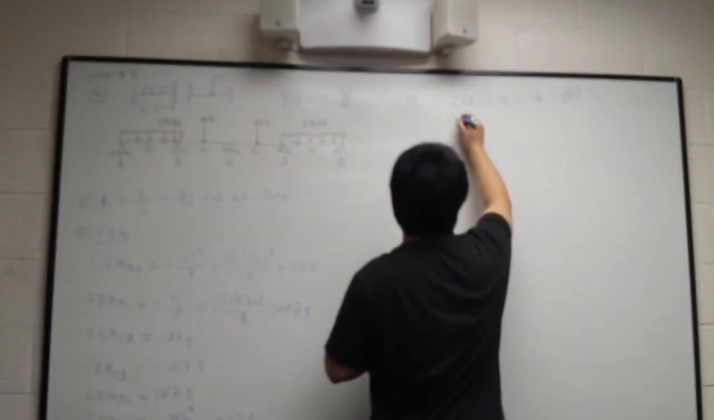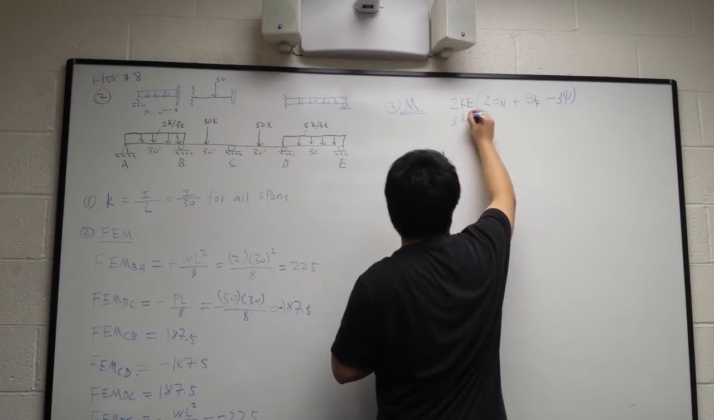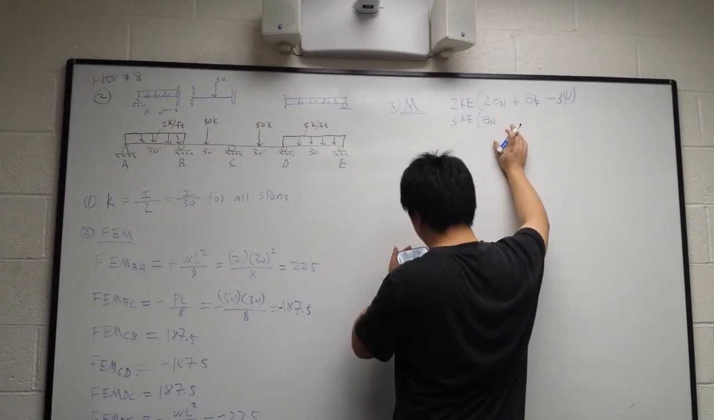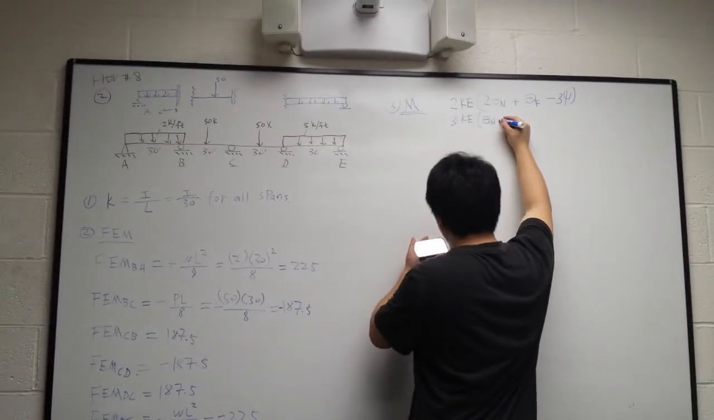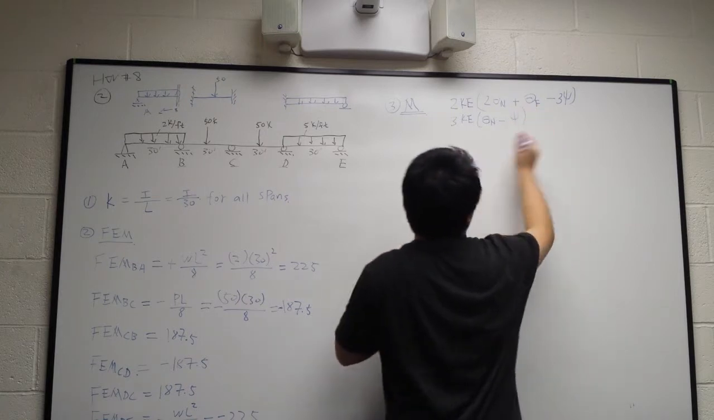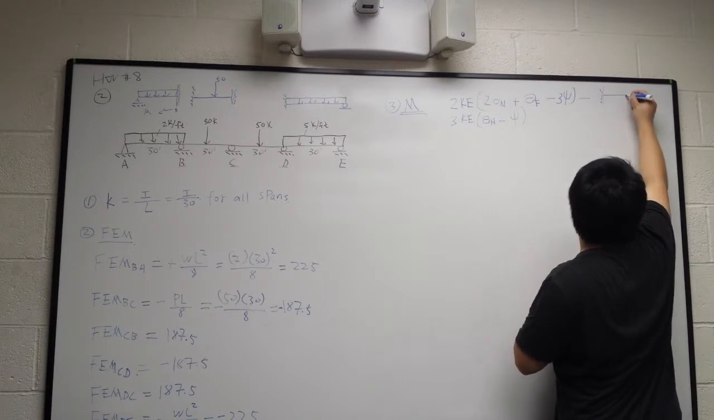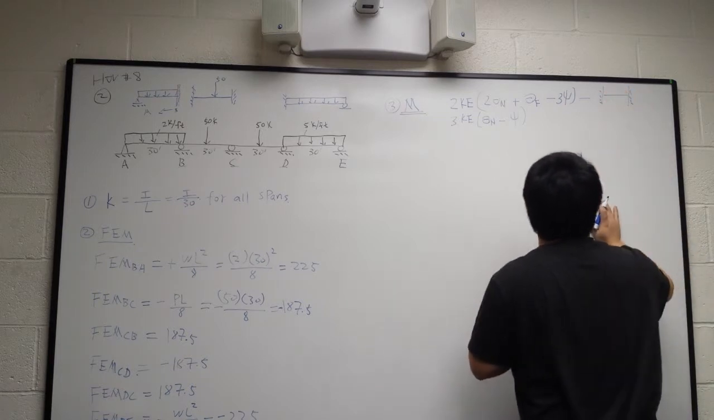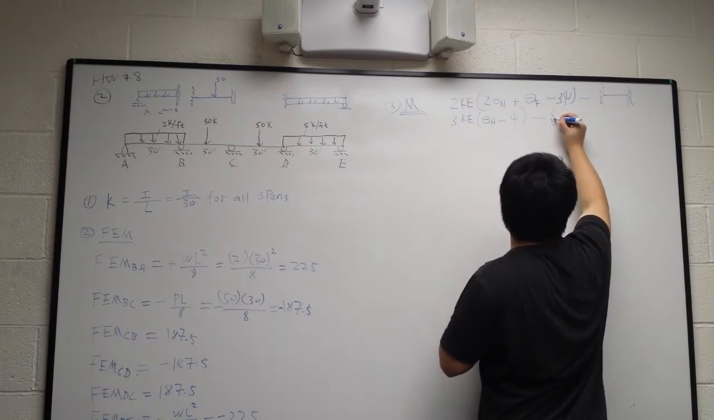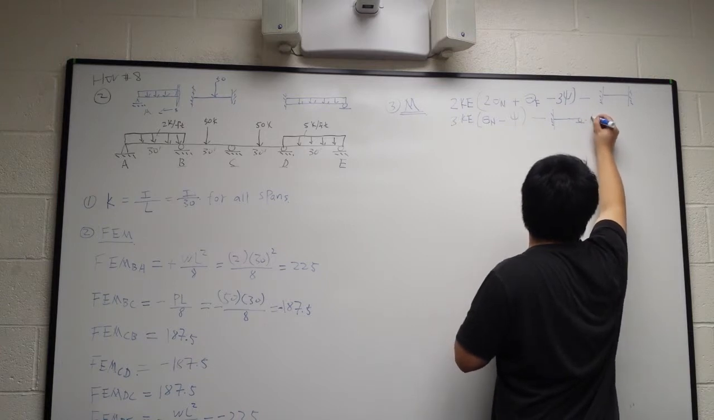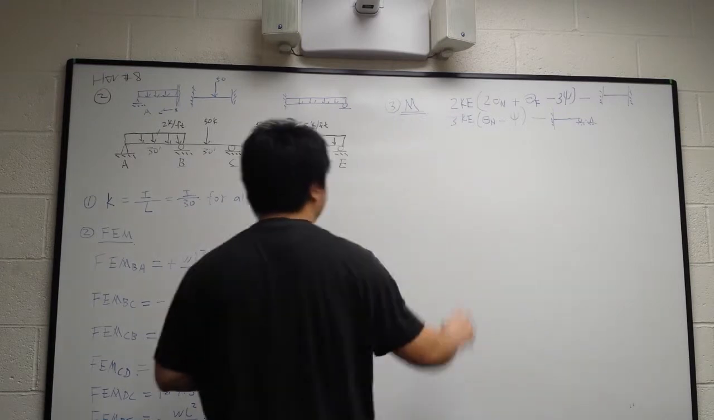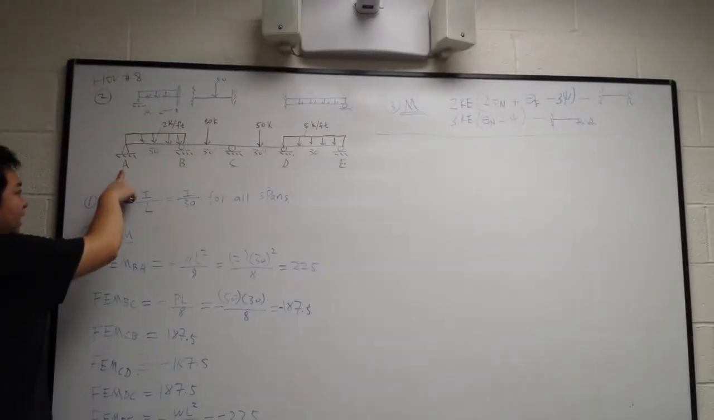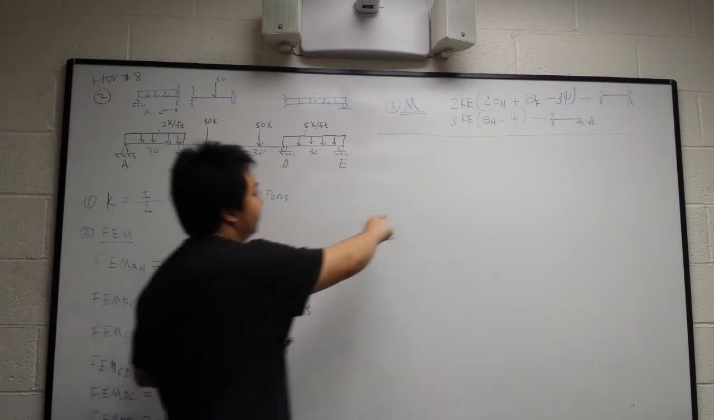And you have 3KE, minus this. No, I'm sorry. This is when you have a fixed and a fixed. And this one is for when you have a fixed and a roller or pin. So for the first one, just highlight this. For the first one, you have a pin and a fixed, so you're going to have to use this one.